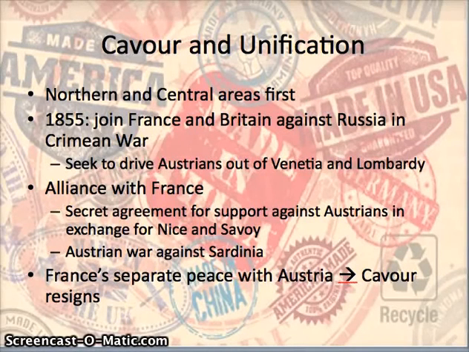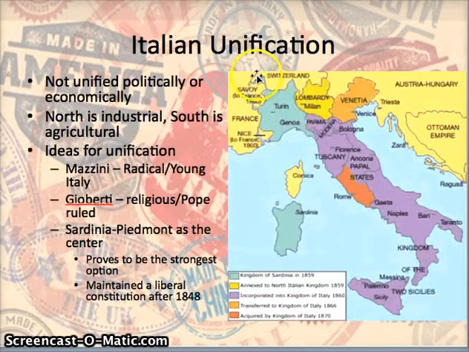So how does unification actually start? Under Cavour's leadership, again, remember he's the prime minister under Victor Emmanuel in Sardinia and Piedmont. He's going to start in the northern and central areas, which makes sense because look where Cavour is. He's here in Piedmont, and these are the areas he's going to be focusing on first, closest to him.